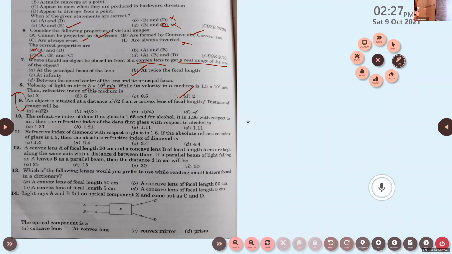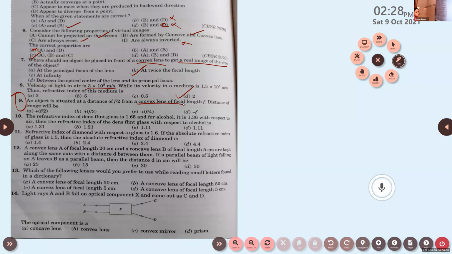What all things are given here in the question? An object is situated at a distance of f by 2 from a convex lens, not concave. It is a convex lens. The focal length is given. Object distance is given. Very good. Object distance is given.